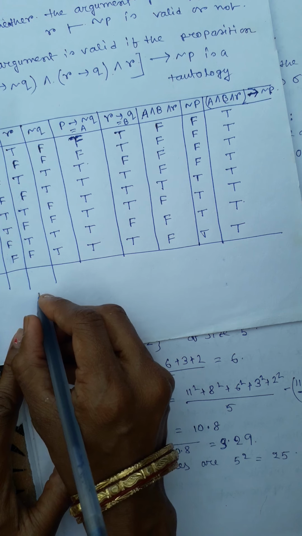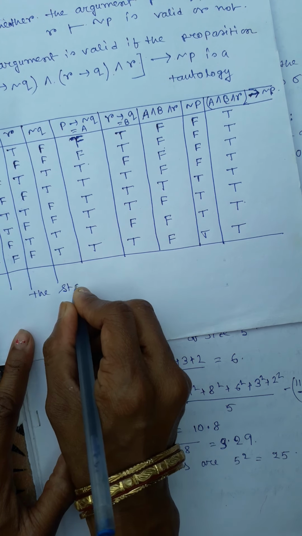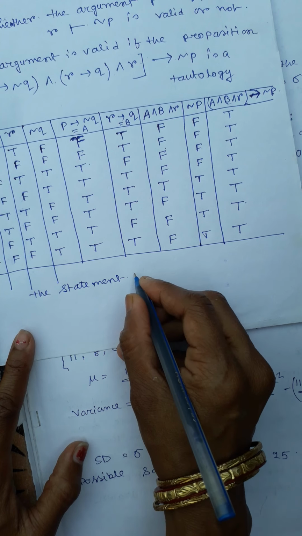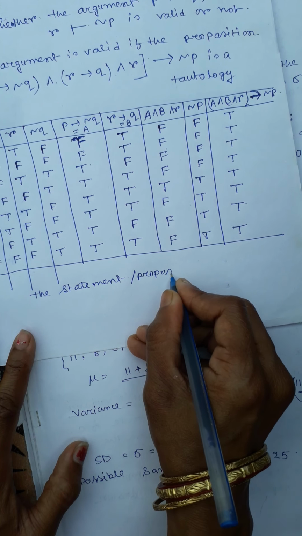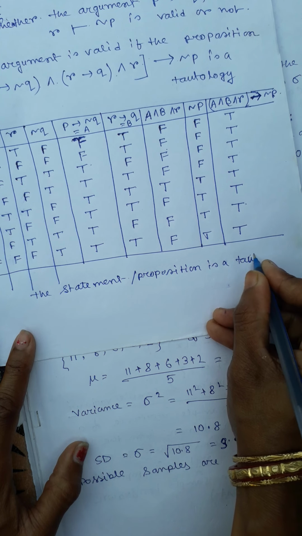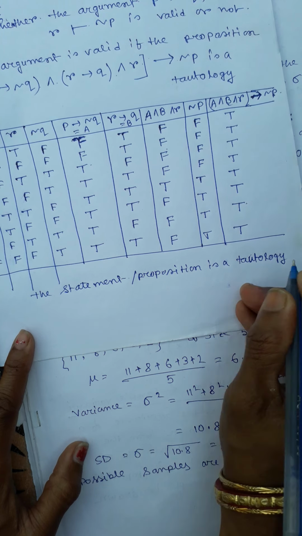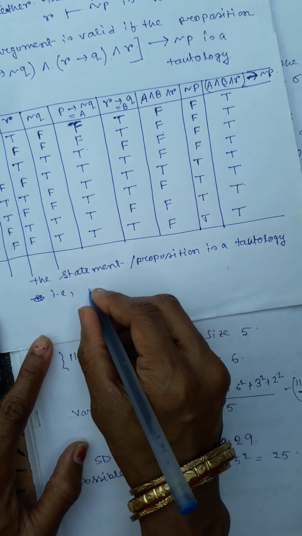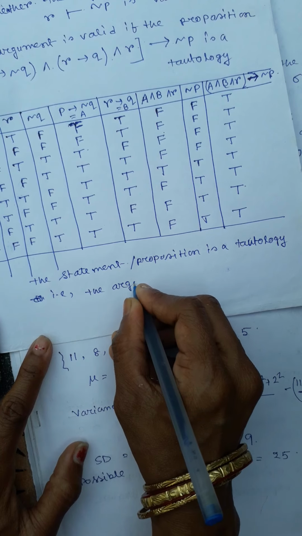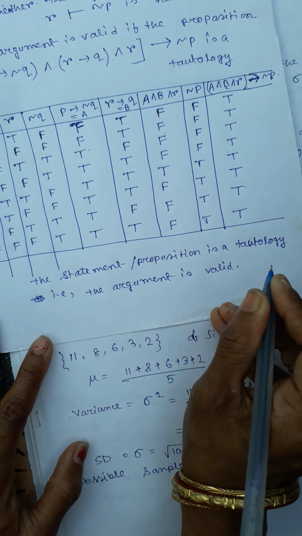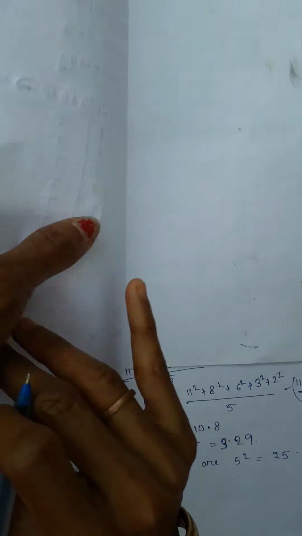So the statement or proposition is a tautology. That means the argument is valid. Now another example.